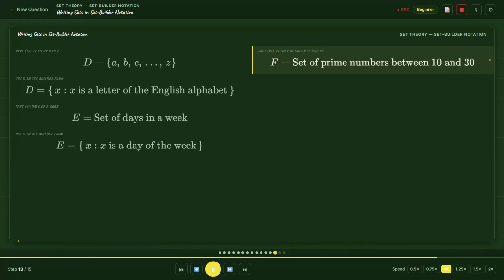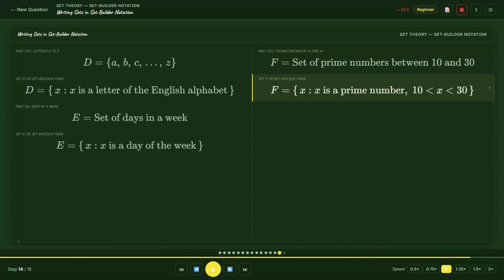Last one. Set F is all the prime numbers between 10 and 30. A prime number can only be split equally by 1 and itself. Between 10 and 30, those are 11, 13, 17, 19, 23, and 29.